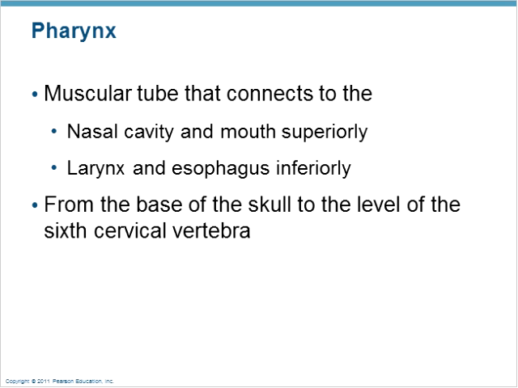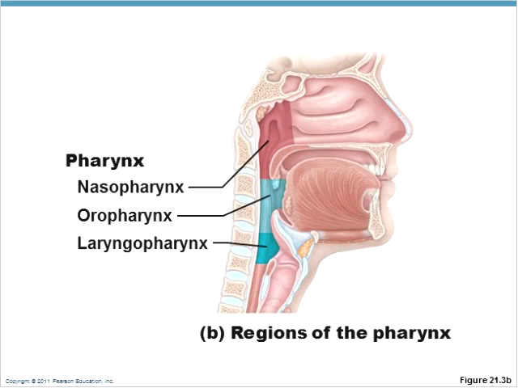The pharynx is a muscular tube that connects to the nasal cavity and the mouth superiorly, or the nasal pharynx and the oral pharynx, the larynx and the esophagus inferiorly, and from the base of the skull to the level of the 6th cervical vertebra. The pharynx is really the nasal pharynx and the oral pharynx coming together in the laryngeal pharynx. So it's really 3 parts.